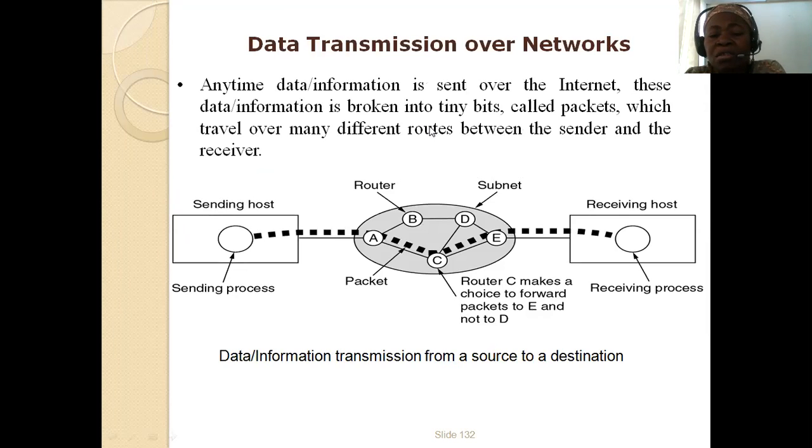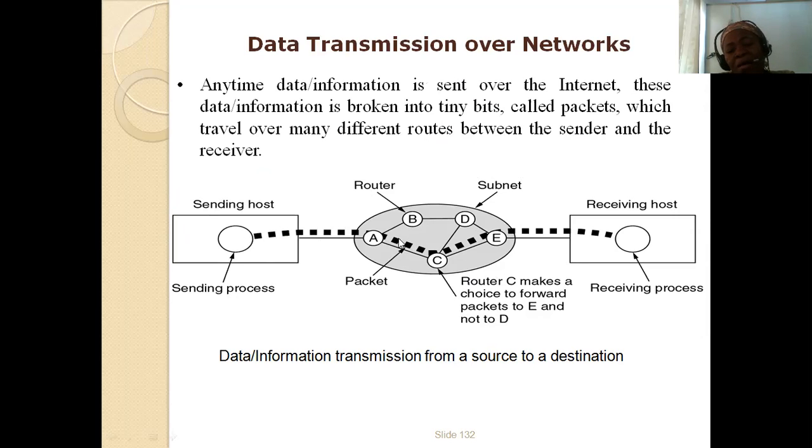So, how is data transmitted over networks? Anytime data or information is sent over the internet, the data is broken into tiny bits called packets. There is no way the data or information can go in lump form. Rather, it's always broken into tiny bits called packets. And these packets are what travel over many different routes between the sender and the receiver.